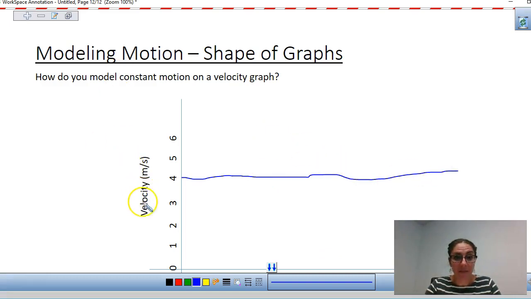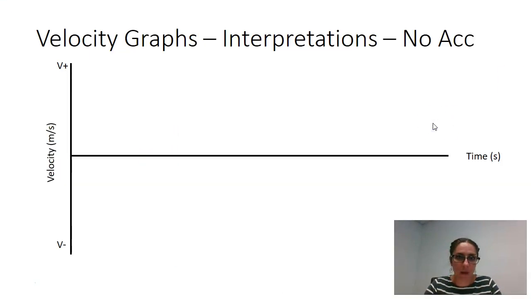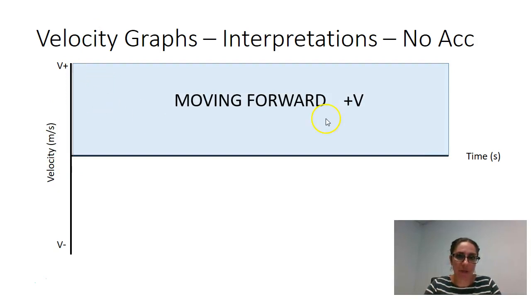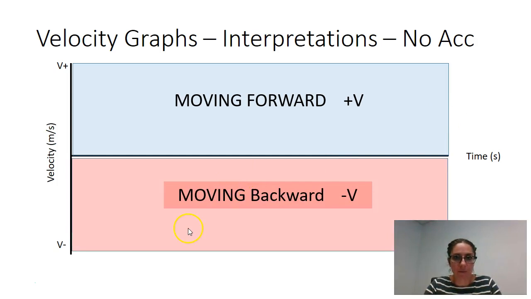Now, think about what that means. For velocity, I have to maintain a velocity, right? So in order for me to maintain my velocity, it has to be a straight line. In fact, it doesn't matter where the straight line is, it just has to be straight. In fact, with no acceleration, notice that from 0 to any positive value, anything in this region is moving forward. And anything in this region is moving backwards because of the negative sign.